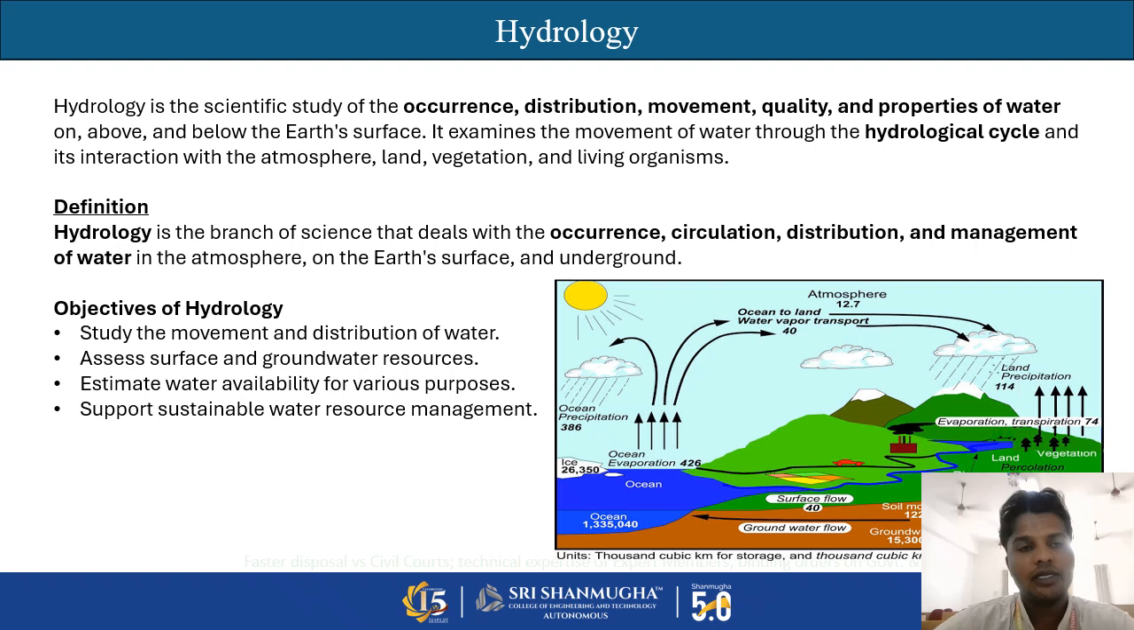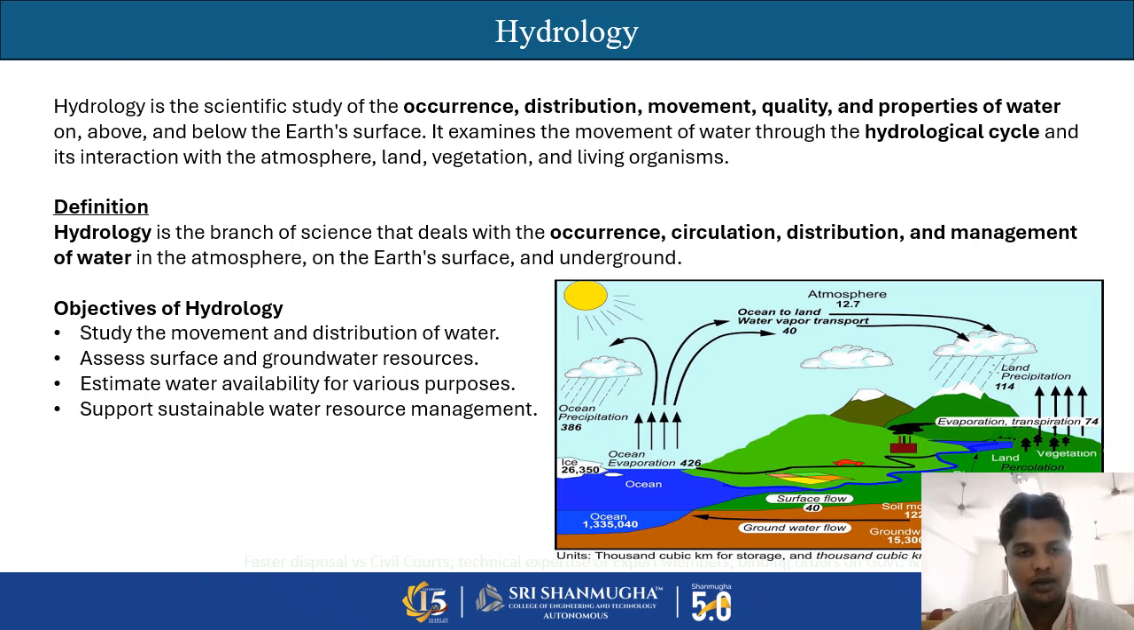Hydrology is nothing but the scientific study of the occurrence, distribution, movement, quality, and properties of water on, above, and below the earth's surface. It examines the movement of water through the hydrological cycle and its interaction with the atmosphere, land, vegetation, and living organisms. So this is hydrology. I have also given the proper definition for hydrology, so you can see in the slide.